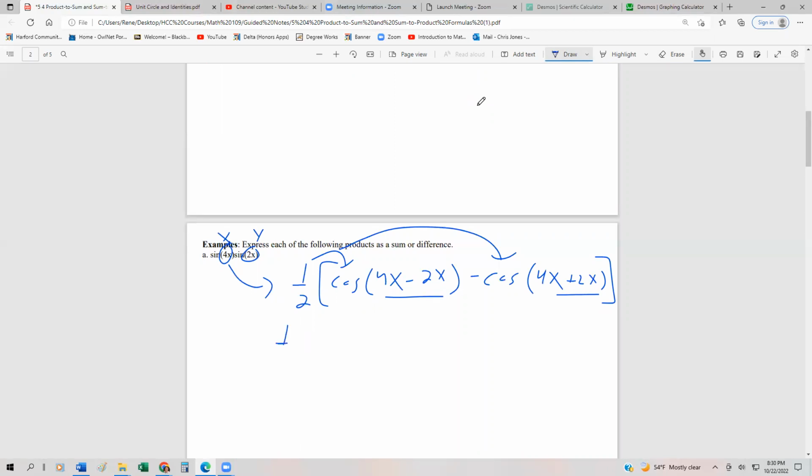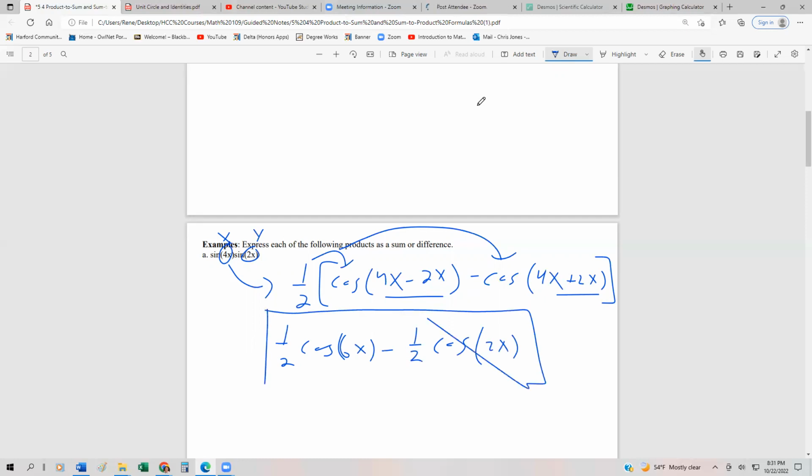And so we end up with 1/2 cos of 6x minus 1/2 cos of 2x. Okay, and that's literally it. So that's all we have to do. And you can imagine that this might be easier to work with because there's opportunities for us to use maybe a double angle formula here. Or if we had a triangle or something like that, now we could try to work on that triangle independently of these two.